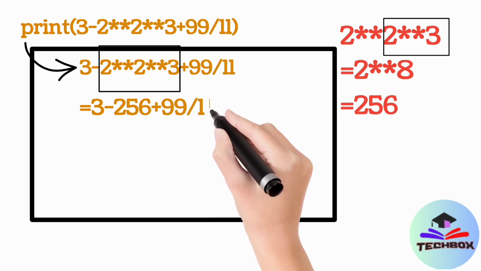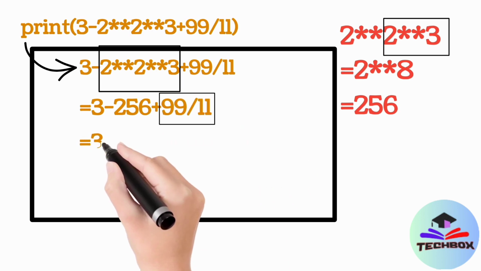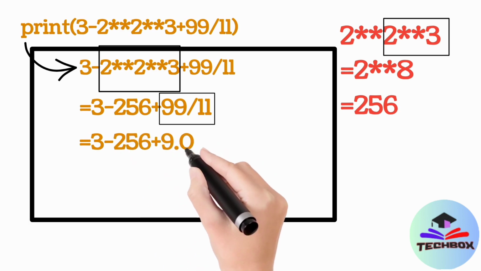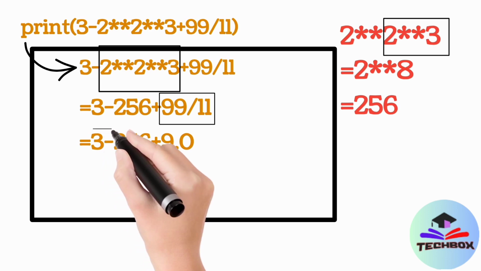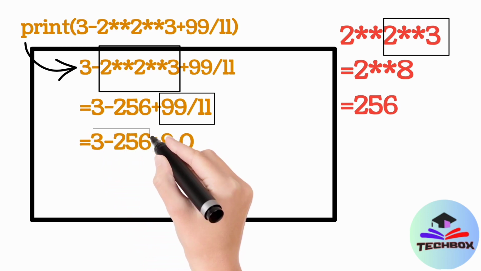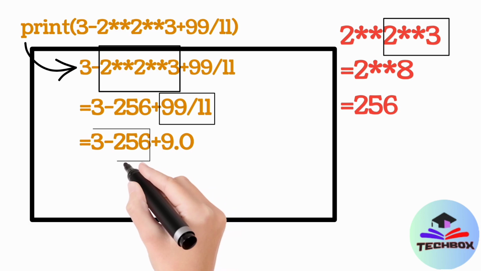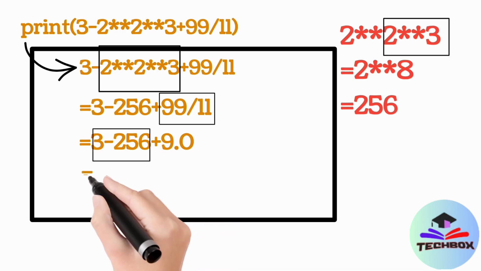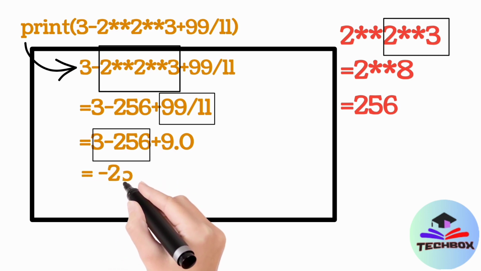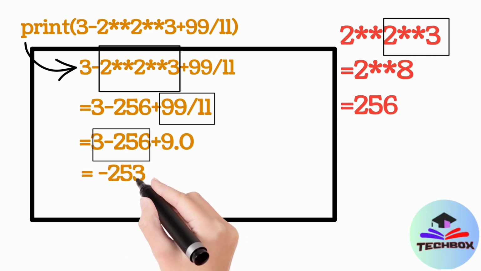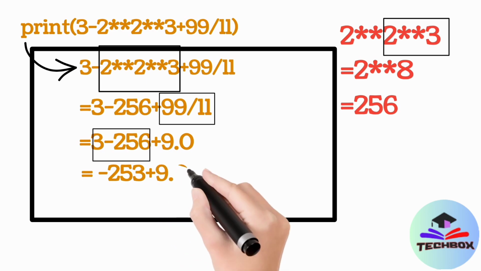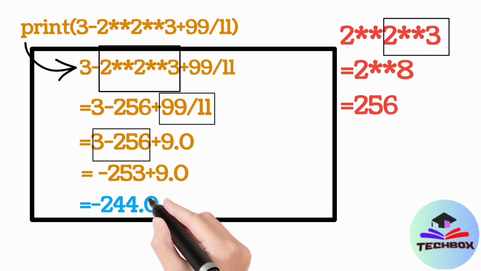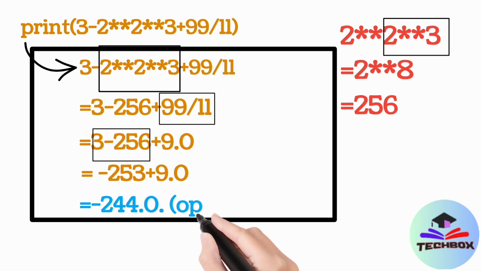Next precedence goes to division, so let us divide 99 by 11, which gives you a decimal value in Python as 9.0. Then next, addition and subtraction have the same precedence, so 3 minus 256 is -253, which gets added with 9.0. And the final answer is -244.0, which is option C.